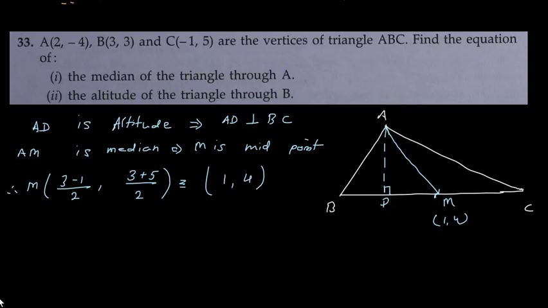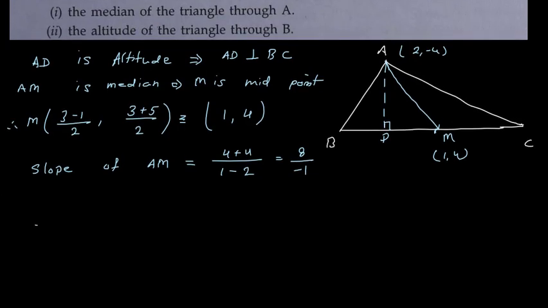This is midpoint. Now I can easily find slope of AM. So slope of AM, M coordinate I know, A coordinate I know. This is 2 comma minus 4. So it is 4 plus 4 divided by 1 minus 2. 4 plus 4 is 8, 1 minus 2 is minus 1, so slope of AM is minus 8. So therefore I will say slope of AM is equals to minus 8. Now I get the slope of AM.